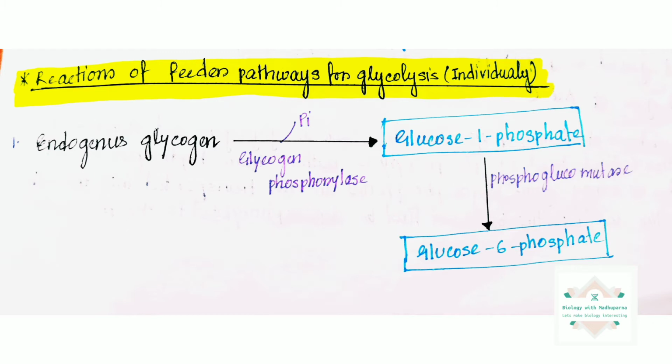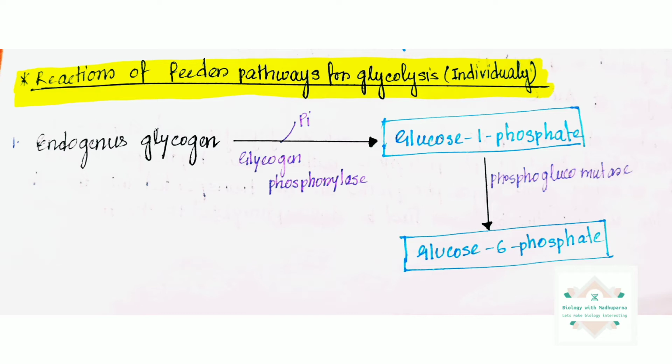So endogenous glycogen is converted into glucose 1-phosphate with the help of the glycogen phosphorylase enzyme, and it uses one inorganic phosphate. As you can see, from this glycogen, when it is converting into glucose 1-phosphate, it is having a phosphate in its C1 position. So this phosphate is contributed by that inorganic phosphate in this reaction.